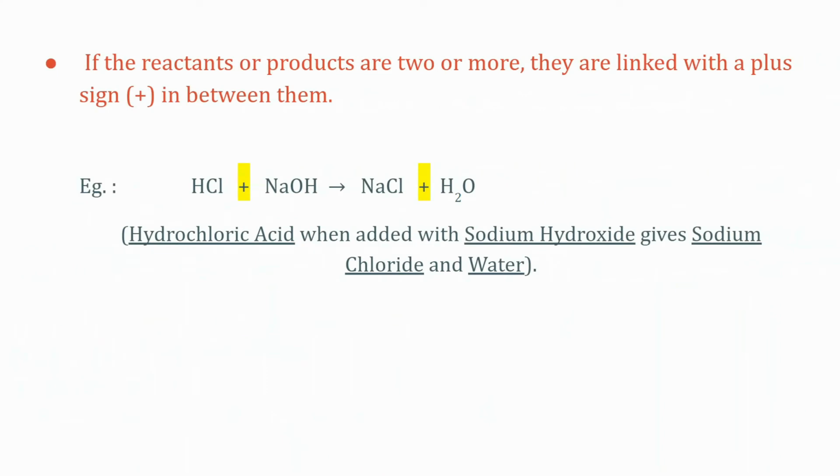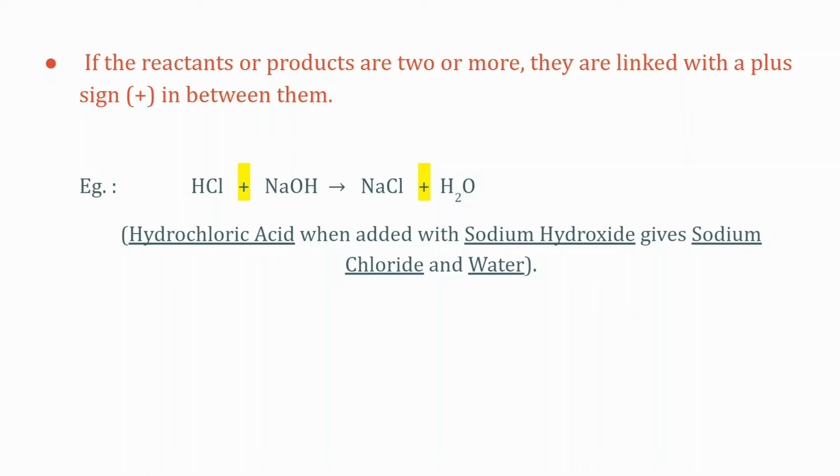If the reactants or products are 2 or more, they are linked with the plus sign in between. As I told, when there are 2 reactants, to show that they are added, a plus sign is shown. So a plus sign basically indicates the linking of 2 reactants or 2 products. Here they have given you an example, which is HCl plus NaOH, that gives you NaCl plus H2O. Now here hydrochloric acid when added with sodium hydroxide gives sodium chloride and water.